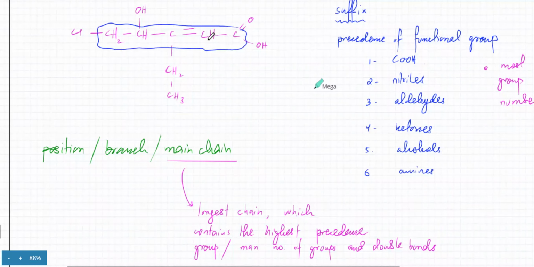Yes. Achha, so I've selected the main chain. This is the main chain. How many carbon atoms does it have? It has 5 carbon atoms. So start naming the main chain in the same way. It has 5 carbon atoms. It's going to be pent.